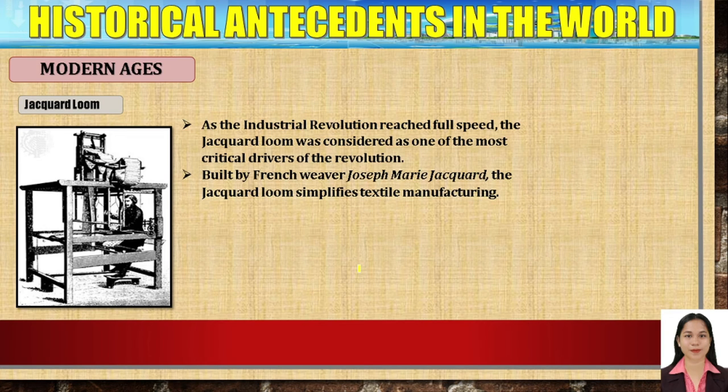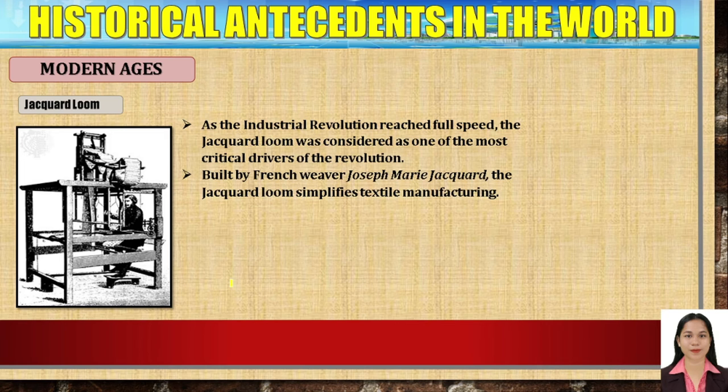So prior to this invention, meron munang yung ginagamit nila is yung draw loom. A drawloom was used, which required two individuals to operate. So doon, dalawa pa yung nag-ooperate, yung weaver and then the drawboy. Dito sa Jacquard loom, is only one person na nag-ooperate.